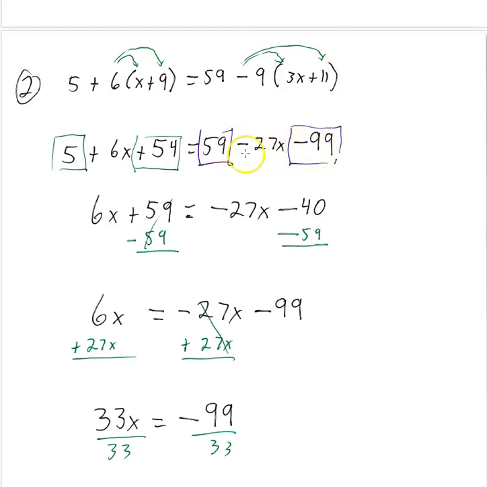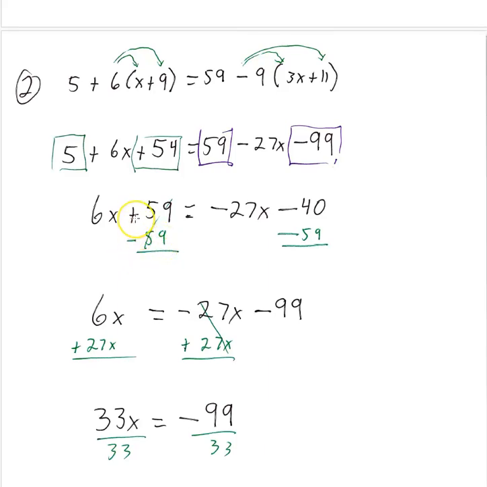Now, if that's confusing you, type it exactly the way you see it: 59 minus 99 into the calculator. You'll get negative 27x minus 40. Notice what we have here. We've got this problem that has a variable on the left, a number on the right, and the same thing on the left and right. So we've gotten to the point where we can start cleaning it up. I like to start by getting rid of the numbers first, but you can do the variables first.